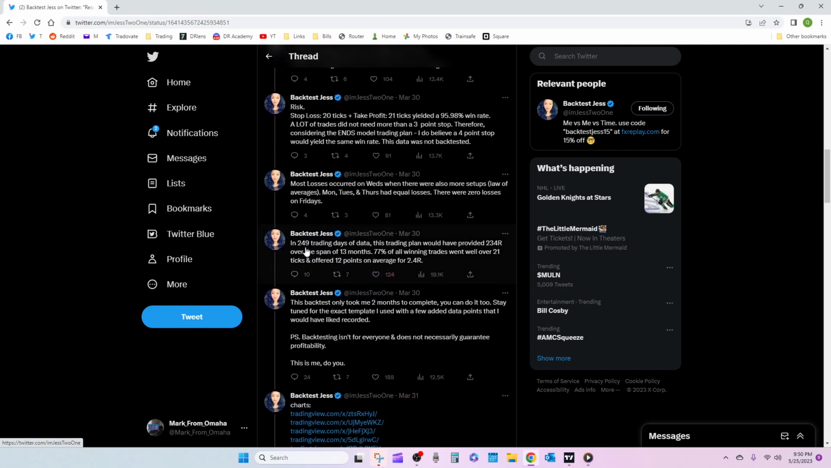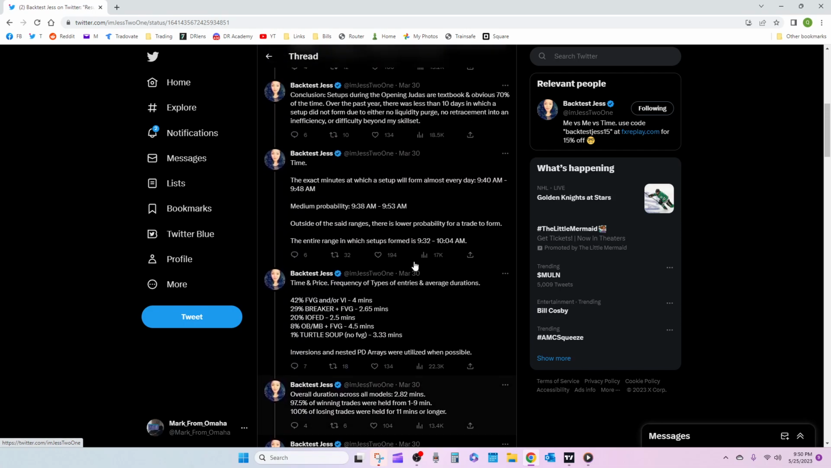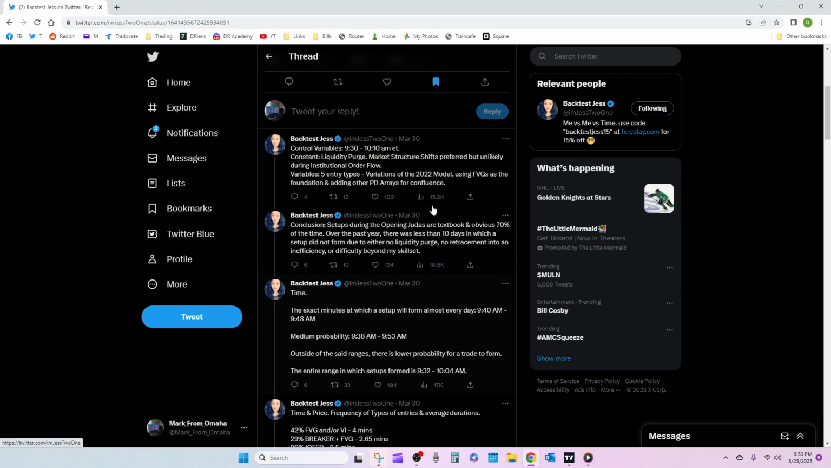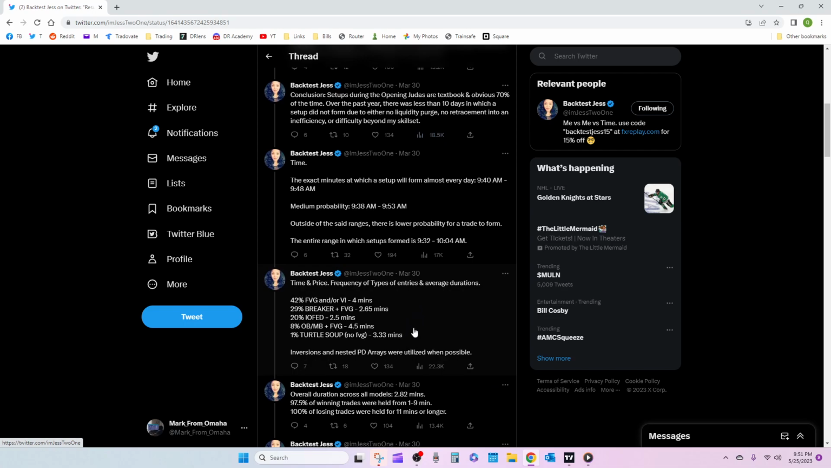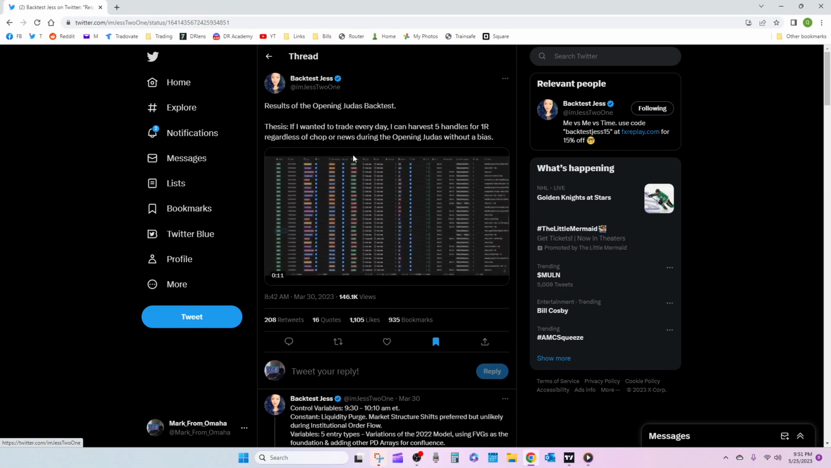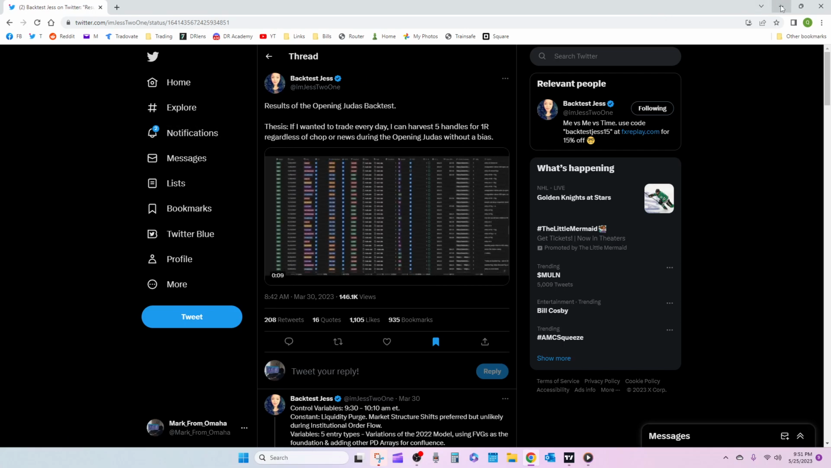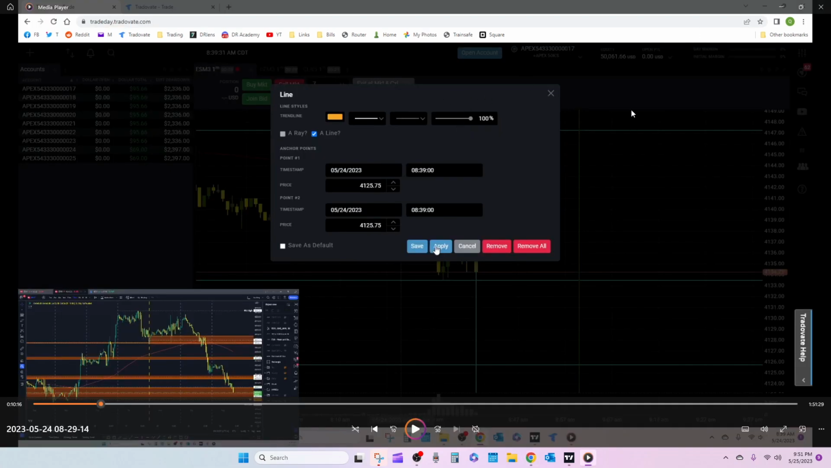So she basically came up with 249 trading days. 70% of these were winning trades and went well over 21 ticks. Lots of them the average was 12 points and 2.4 R. So this is definitely something you want to try to work into your toolbox. With that high of a win rate, and 5 handles minimum, and if you let it run 12, more than that, that's really good. So anyway, Backtest Jess is her name, and this is her tweet where she goes over all her backtesting results. All right, let's see. Am I on the video again? Back to the video.